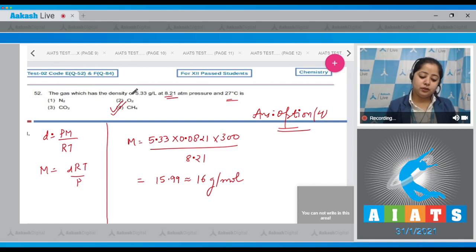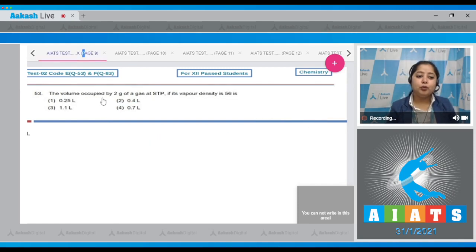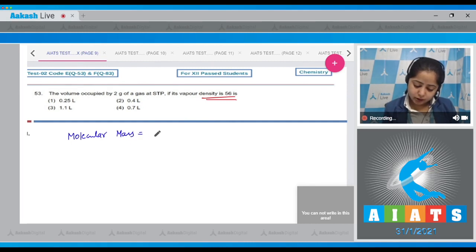Moving to the next question, which is 53. The volume occupied by 2 gram of a gas at STP if its vapor density is 56 is. Students, for this question, first of all, we need to calculate the molecular mass since we are given the vapor density. We know that molecular mass is equal to 2 into vapor density. So the molecular mass will be 2 into 56.